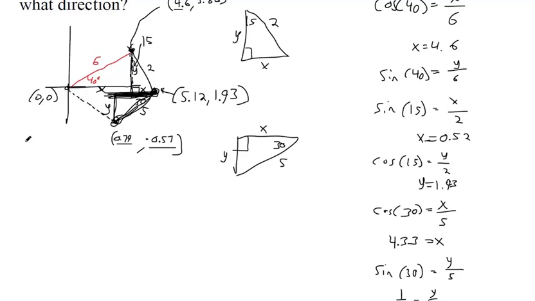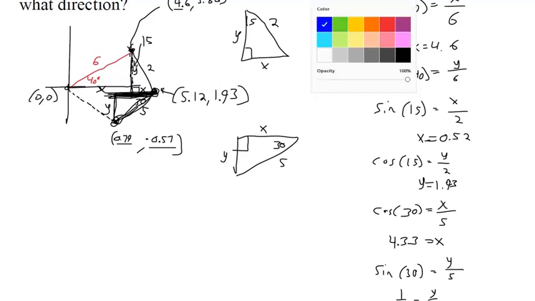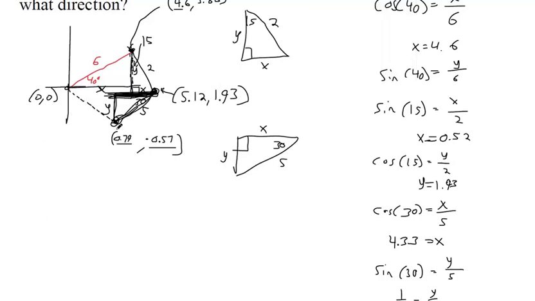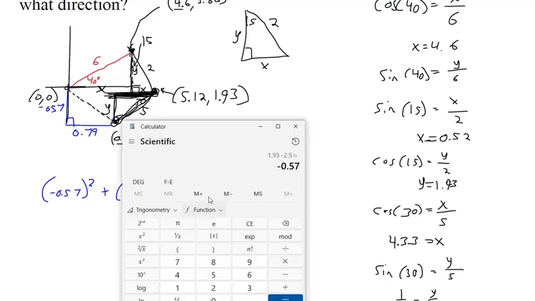So you could use something called the distance formula, or you could just use right angle trigonometry and the Pythagorean theorem. Because to go from here to here, we found out that it's 0.79 from the origin on the x-axis, and it's negative 0.57 on the y-axis. So this dotted black line is the hypotenuse, and we can use the Pythagorean theorem. So negative 0.57 squared plus 0.79 squared equals c squared. A squared plus b squared equals c squared.